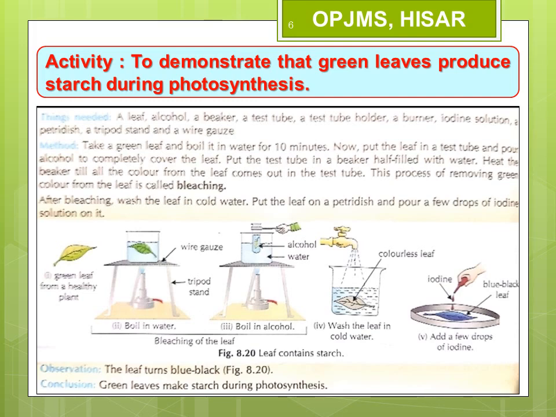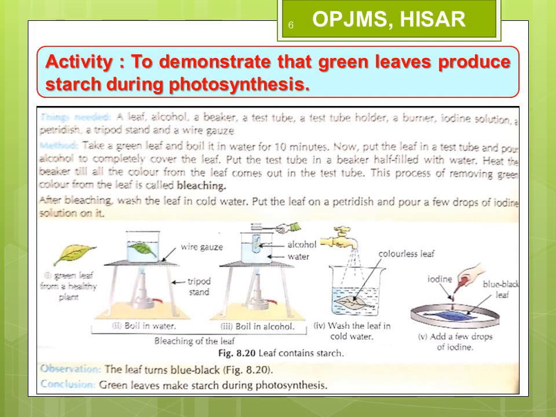For this, we take a green leaf and boil it in water for about 10 minutes. Now, take out the leaf from the water and put it in a test tube containing spirit or alcohol. Put this test tube in a beaker half filled with water and heat the beaker till the color from the leaf comes out into the test tube. This process of removing green color from the leaf is known as bleaching.